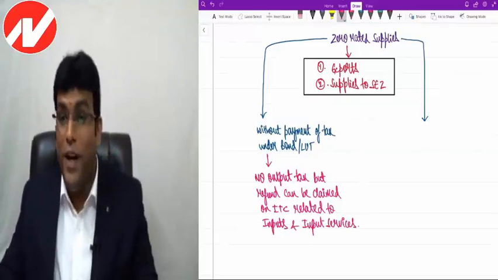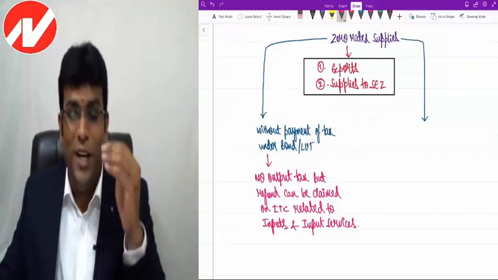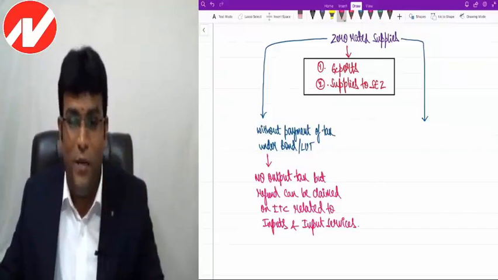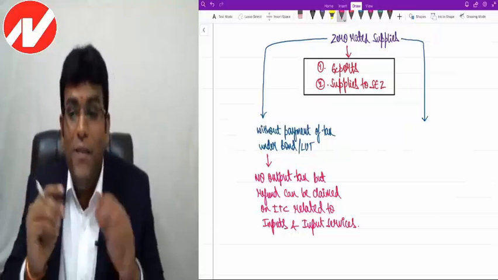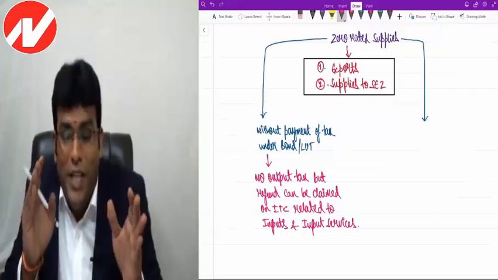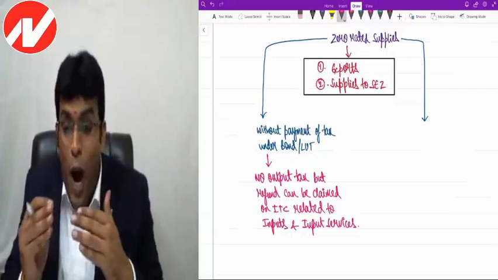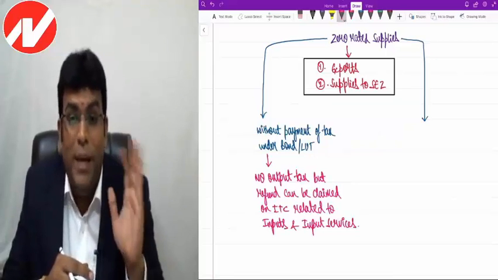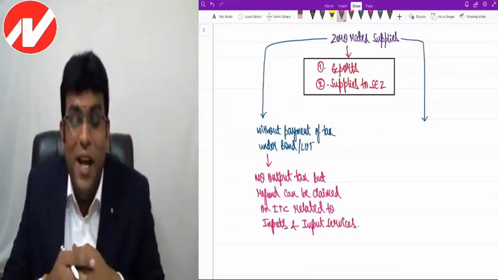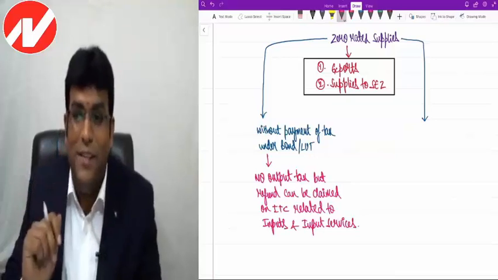Come on, my dear friends, very interesting and important concept. In zero rated supplies, there are two categories. Number one, without payment of tax under bond or LUT. When we talk about without payment of tax under bond or LUT, there is no output tax. But refund can be claimed on input tax credits related to inputs and input services.